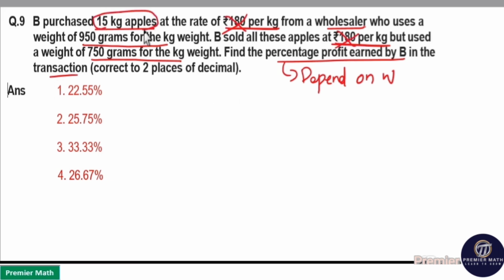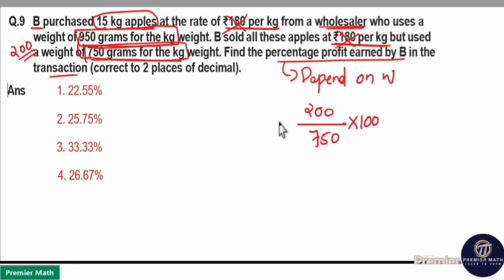He bought total 15 kilogram apple but his wholesaler cheated him. He is only giving 950 gram for each of the 1 kilogram he bought. B is also cheating his customers because he is only selling 750 gram instead of 1 kilogram. So for each of the 750 gram he sold instead of 1 kilogram, his savings is 200 gram. That is 950 minus 750, 200 gram is remaining. That is, for each of the 750 gram he sold, 200 gram is his savings.